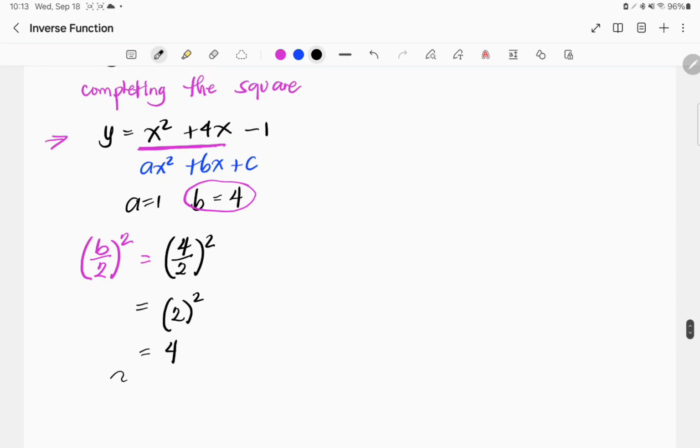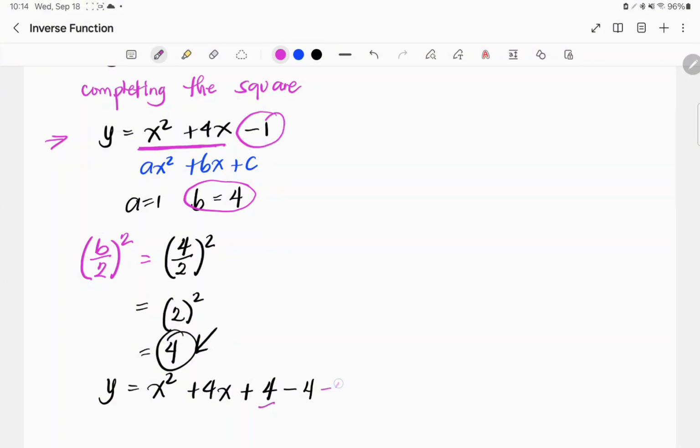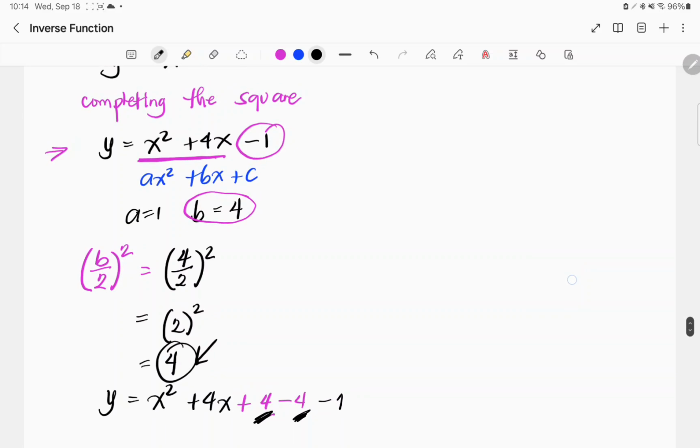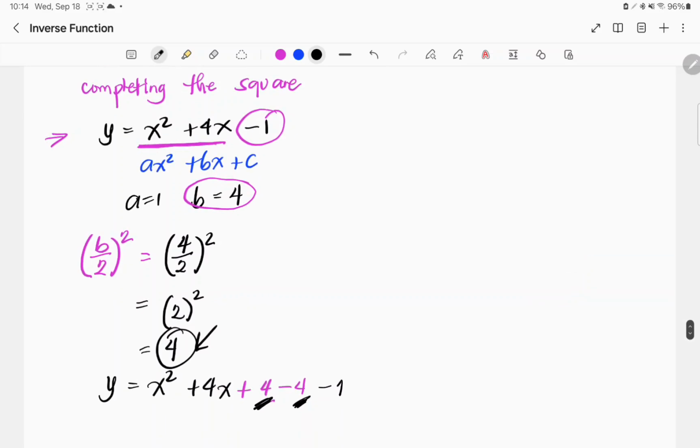We will be adding this 4 to our equation. So it will become y equal to x squared plus 4x plus 4, the number that we have added, and you have to also subtract that number. So this is your b, and then followed by the remaining negative 1. So this is how it will look like. So we have added our 4, at the same time we subtracted, in order to, of course, balance the right side of the equation.